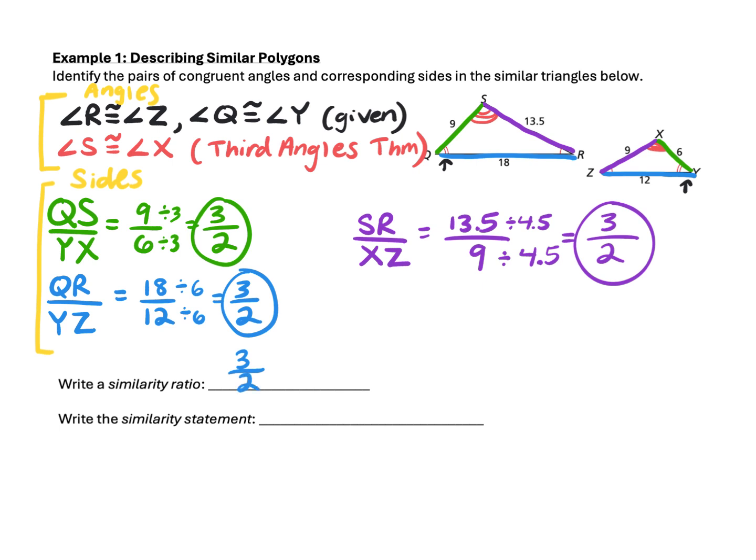And then for our similarity statement, we just have to write them so that the like parts match up. So you can actually name the first one however you want. So maybe I want to name the triangle on the left. I'll just go QRS, alphabetical. Now, since Q matches with Y, in my next triangle, I have to start with Y. Now, R matches with Z, so Z has to be our second letter. And then the S matches with the X. So we could say something like triangle QRS is similar to triangle YZX.